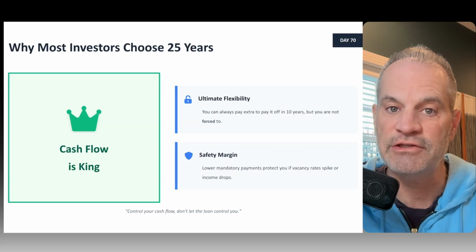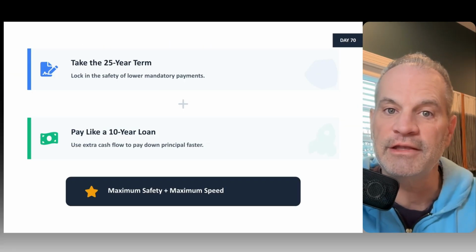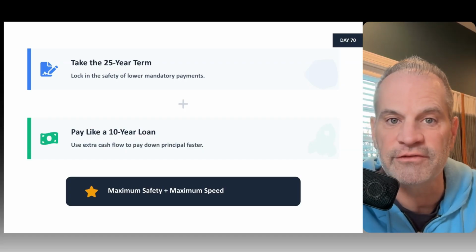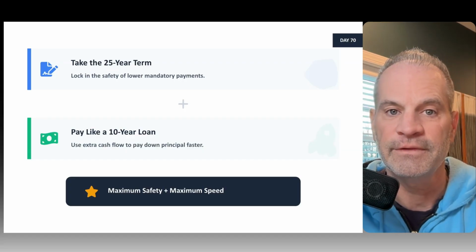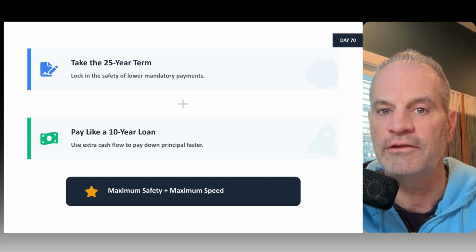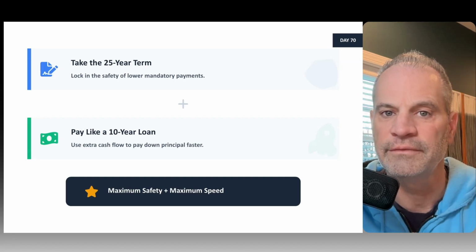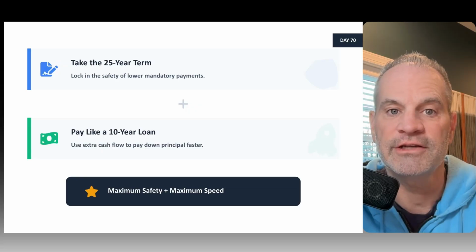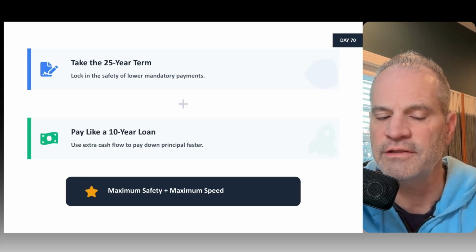And this leads us to the best strategy for maximizing both safety and speed. So here's the closing thought and the best practice strategy we recommend for every investor. You should always take the 25-year term when you're securing your financing. This locks in safety and security for those lower mandatory payments. Then you simply pay the loan like it's a 10-year loan if you want, and you have the cash flow. Your extra cash flow will pay down the principal faster than required. This will save interest in the long run.